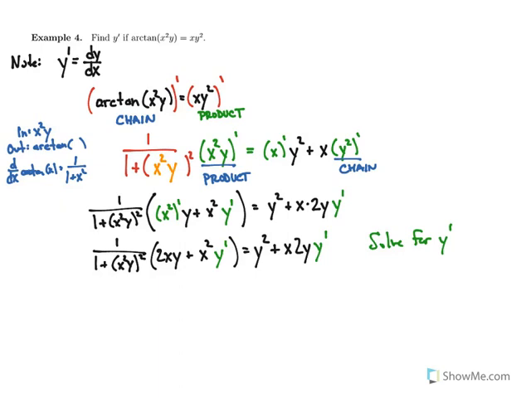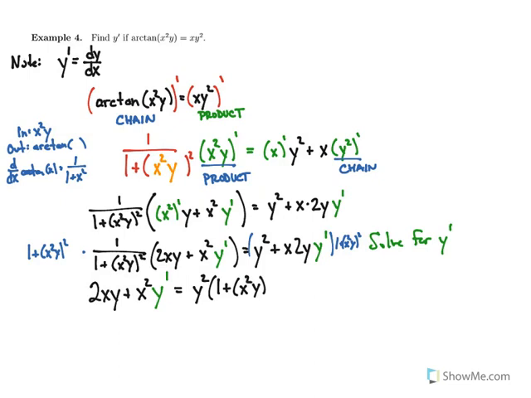All right, to solve for y prime, the first thing we're going to have to do is to get rid of the fraction. We're going to have to multiply by 1 plus x squared y squared on both sides. So that's going to give us 2xy plus x squared y prime equals y squared times 1 plus x squared y squared plus x 2y y prime times 1 plus x squared y squared.